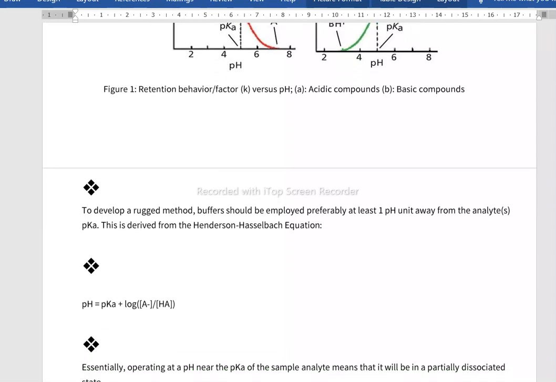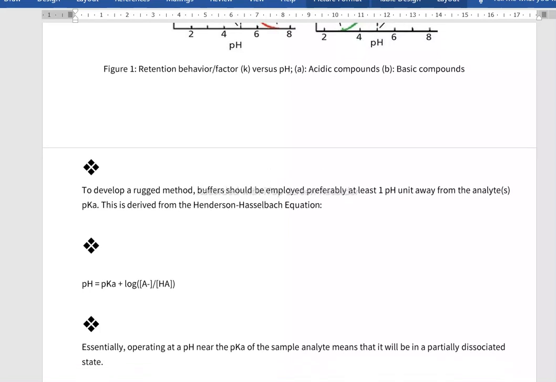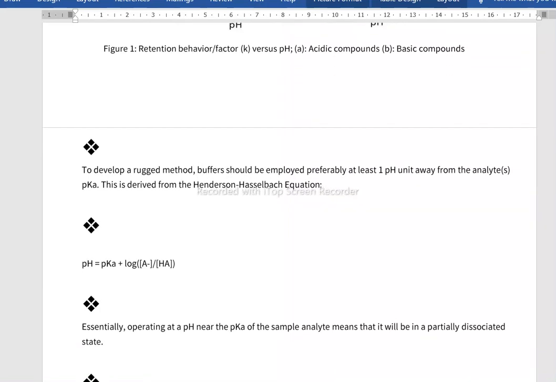So you always hear that we have to select the pH 2 units up or below its pK value. This is because this equation is derived from the Henderson-Hasselbalch equation, where pH is equal to pK plus log A minus upon HA.